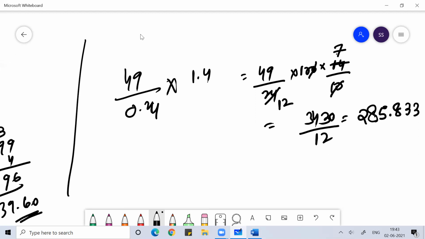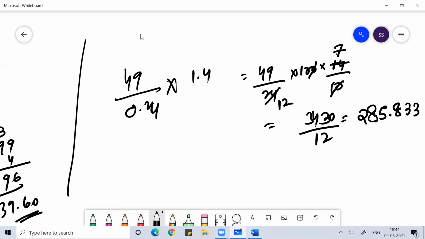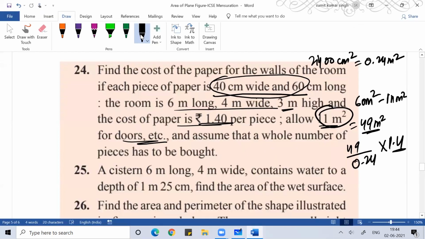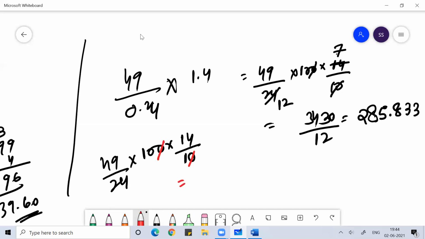What value you got? One second, I'm checking it again, sir. So this is 59 by 24 into 100 into 14 by 10. So I got 287 rupees.